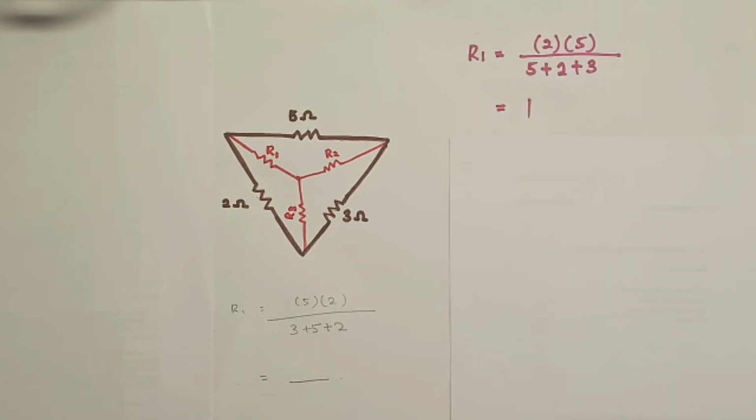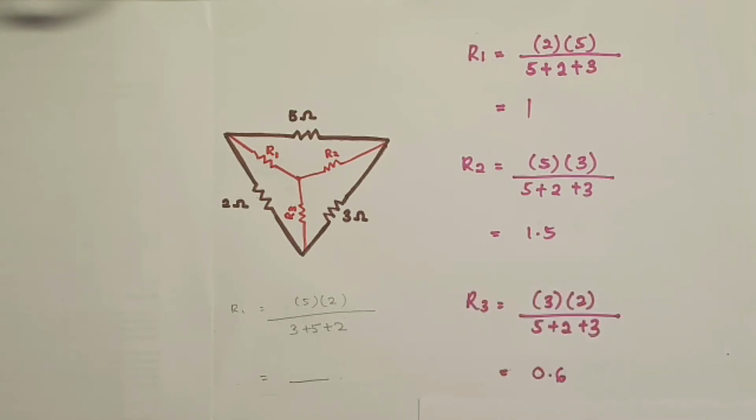And then we do the same for R2. The resistors adjacent to R2 are 5 and 3. And then we divide it by the total. Then we get 1.5 ohm. The same goes for R3. Then the total of R3 is 0.6 ohm.